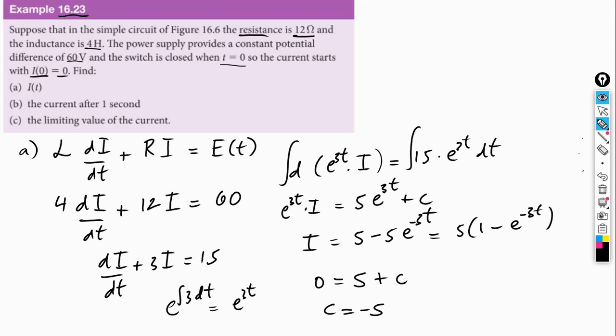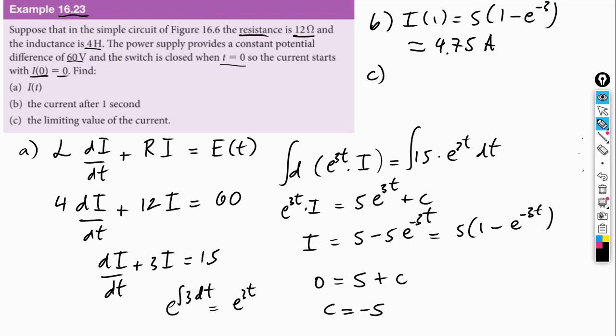So now we're ready for part B, because they ask what is the current after 1 second. So that is I of 1, which is just going to be plugging in 1 into the function. So 5 times 1 minus e to the minus 3. And that's going to give us approximately 4.75 amps.